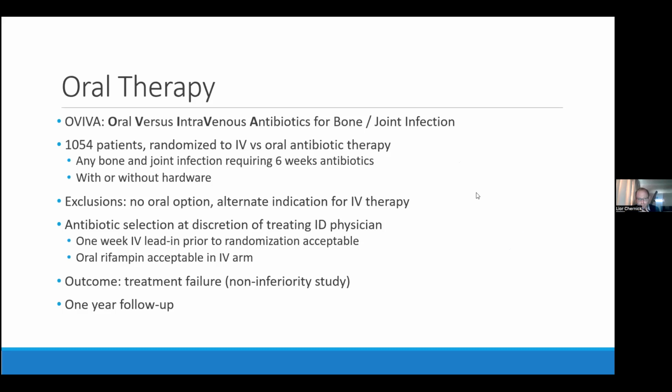Exclusions, obviously, were where there was no oral option, or there was an alternative indication for intravenous therapy, be it gut absorption, be it perhaps endocarditis. Again, the POET trial might suggest that that's also something you could do with oral therapy, but those patients were excluded. Antibiotic selection was at the discretion of the treating infectious disease clinician, and patients were allowed a 1-week IV lead-in prior to randomization, and oral rifampicin was considered acceptable at any point in either arm. The outcome was defined as treatment failure. It was a non-inferiority study, and they did 1-year follow-up of these patients.